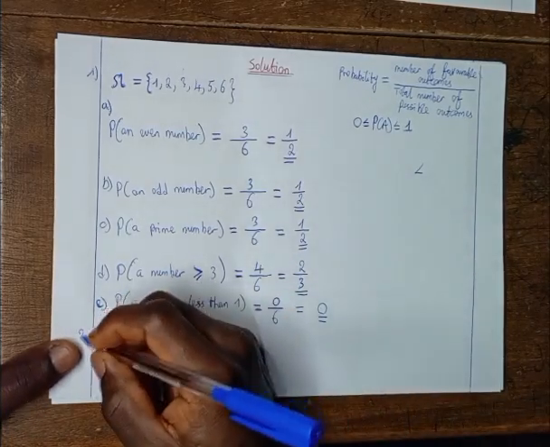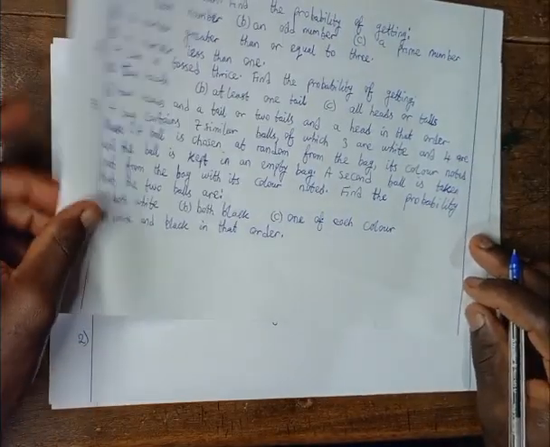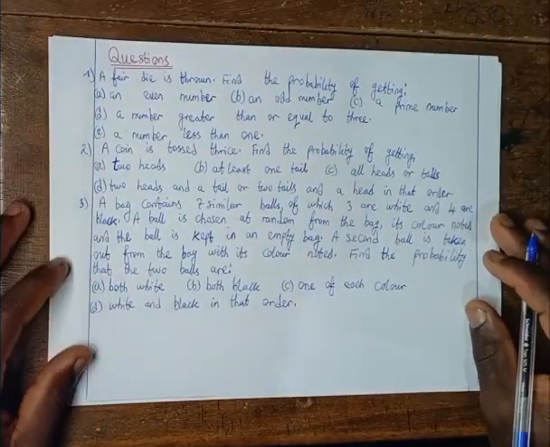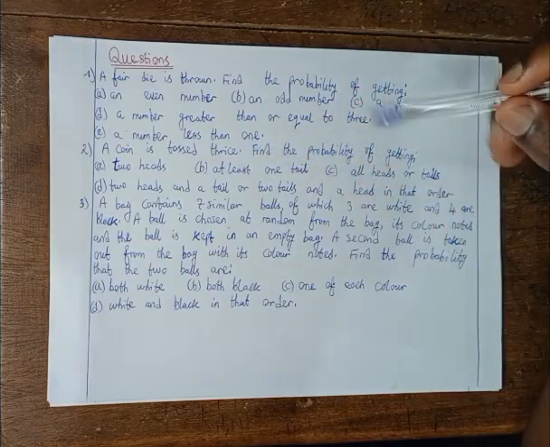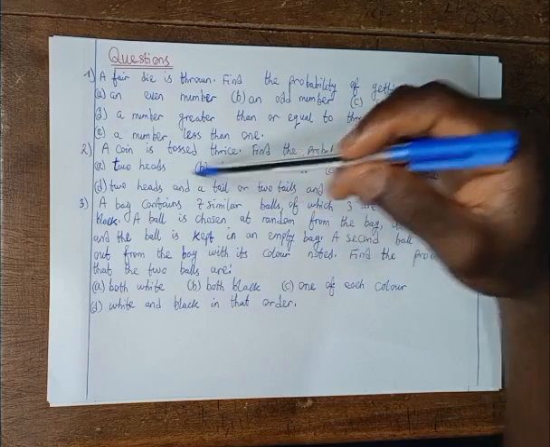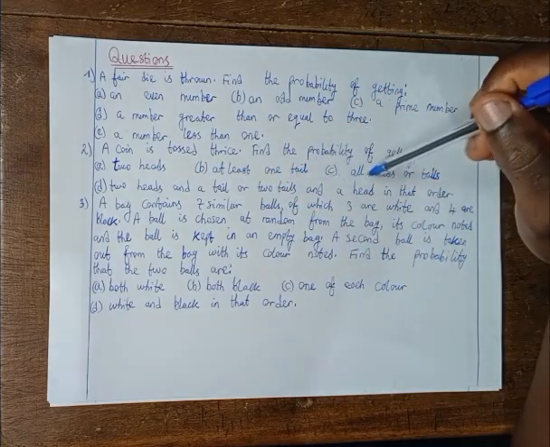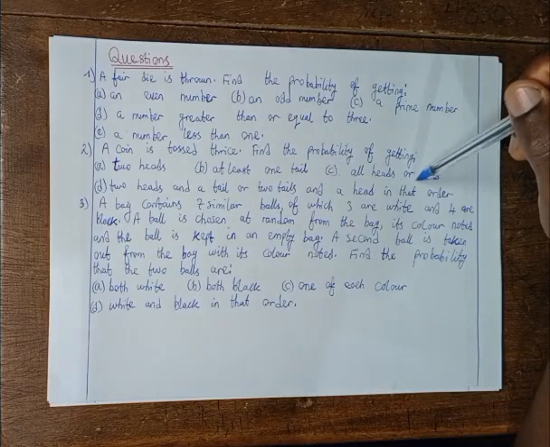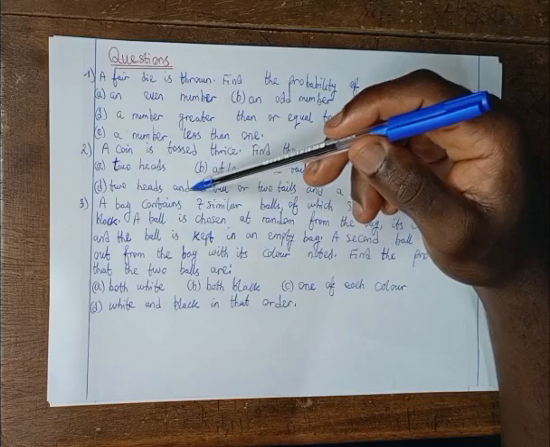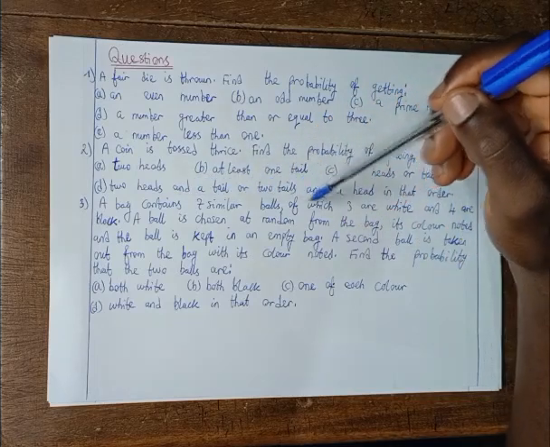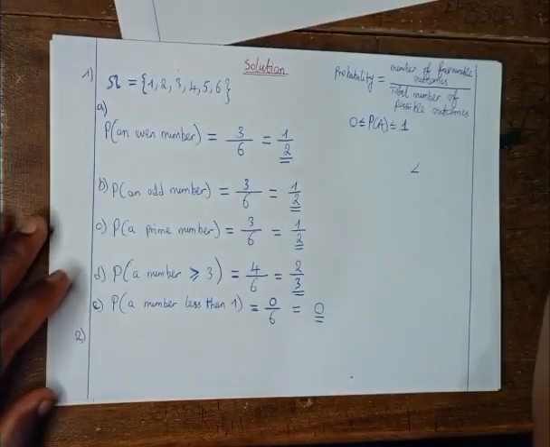Question 2. Let's look at question 2. Question 2 says a coin is tossed thrice. Find the probability of getting, question A, 2 heads, question B, at least 1 tail, question C, all heads or tails, question D, 2 heads and a tail, or 2 tails and a head, in that order. Let's answer the question.